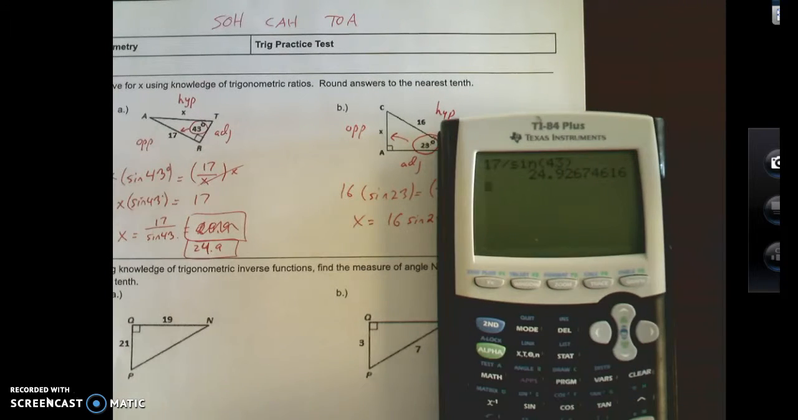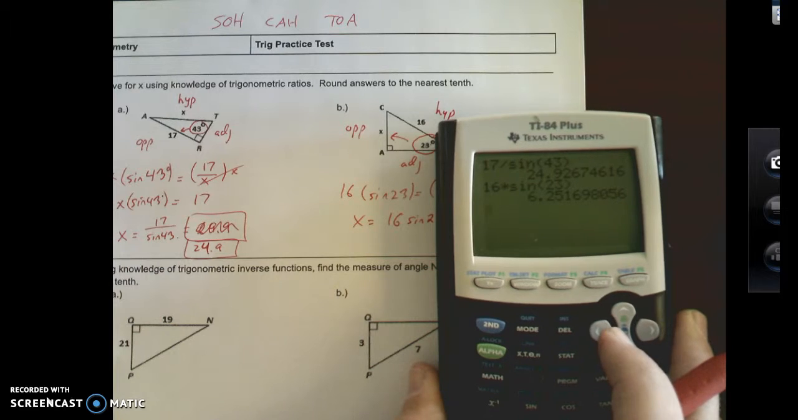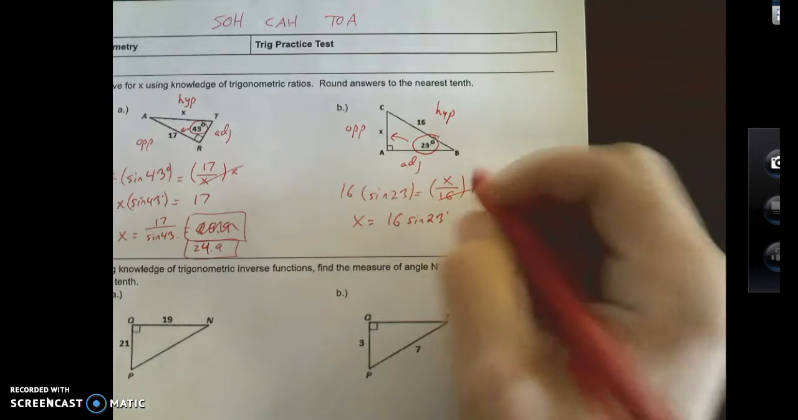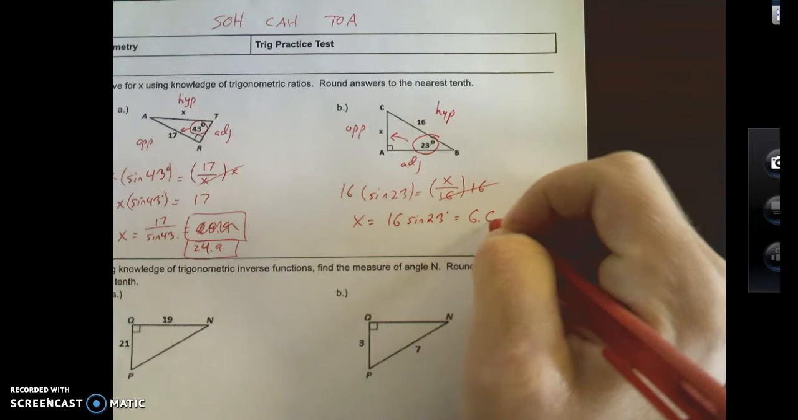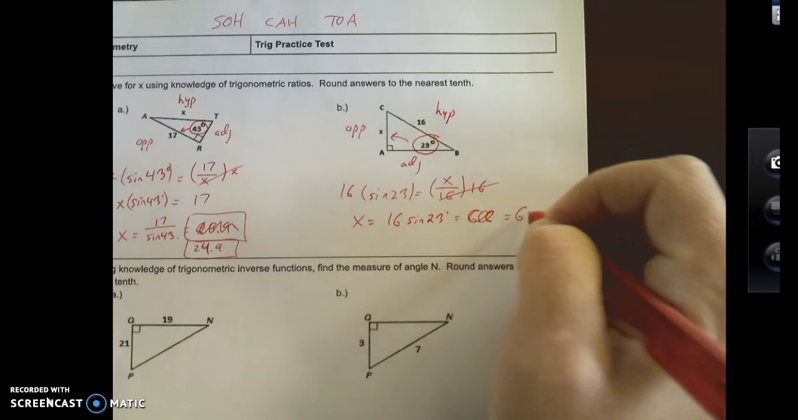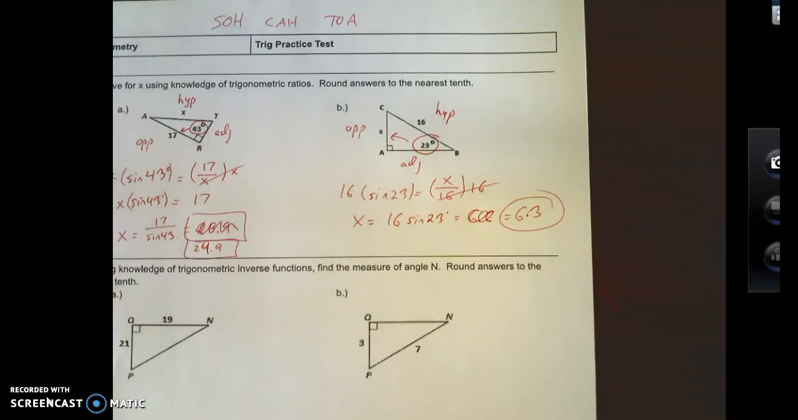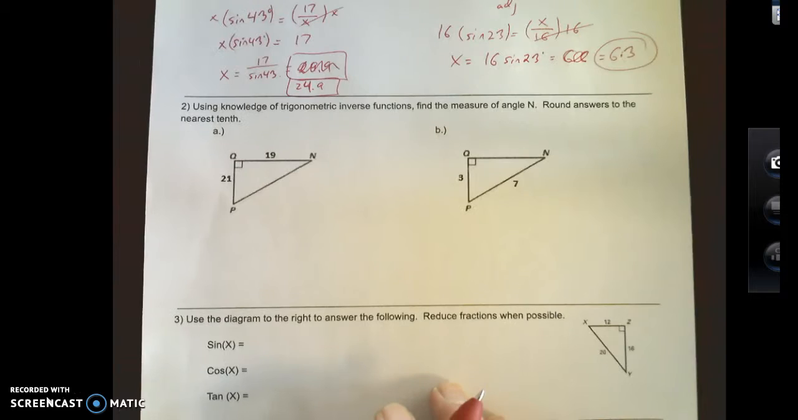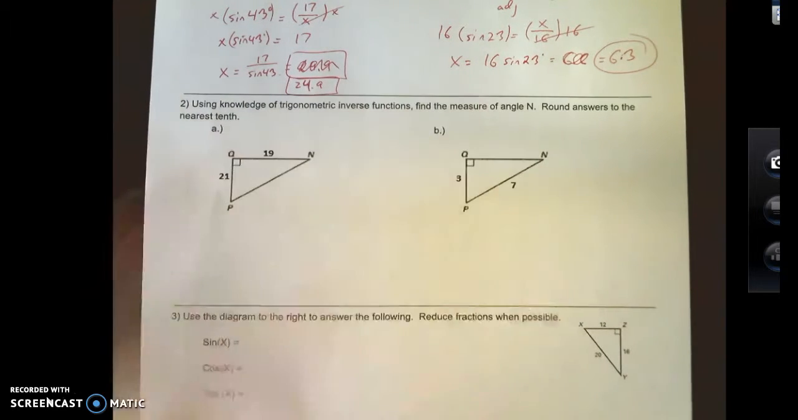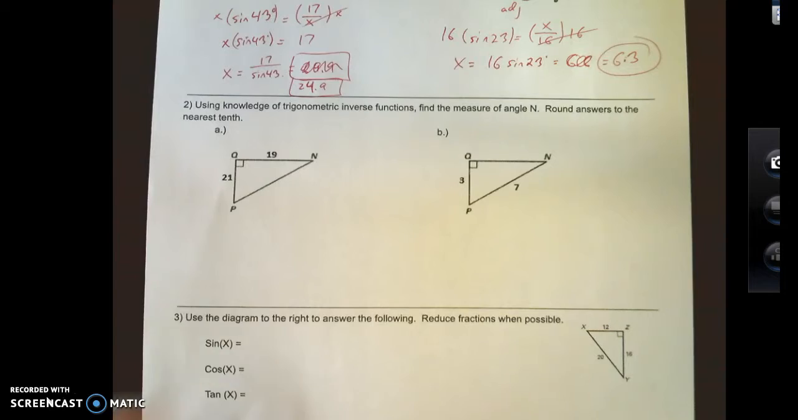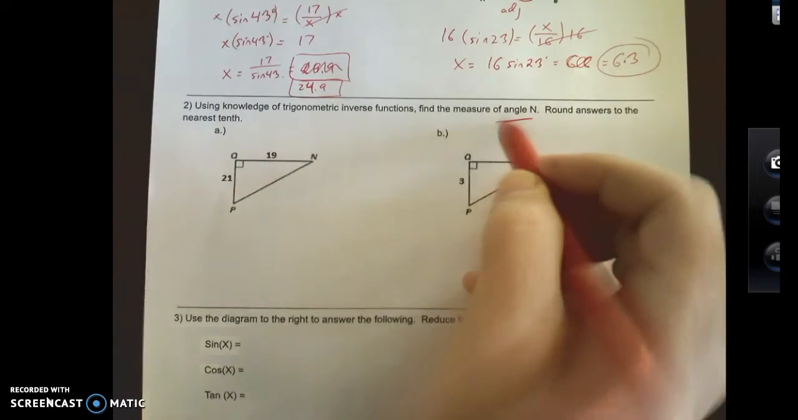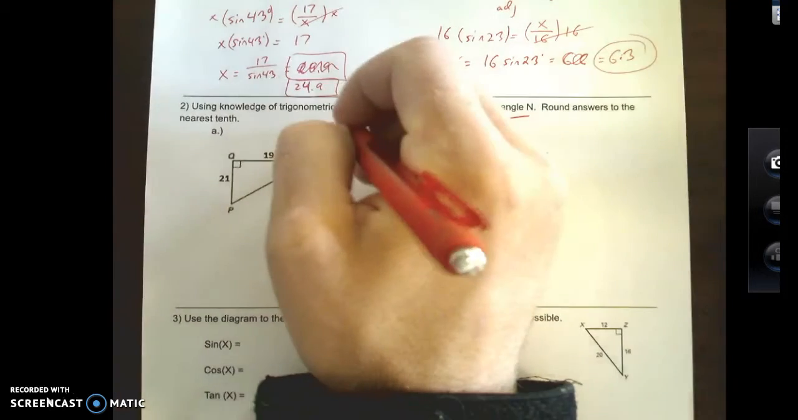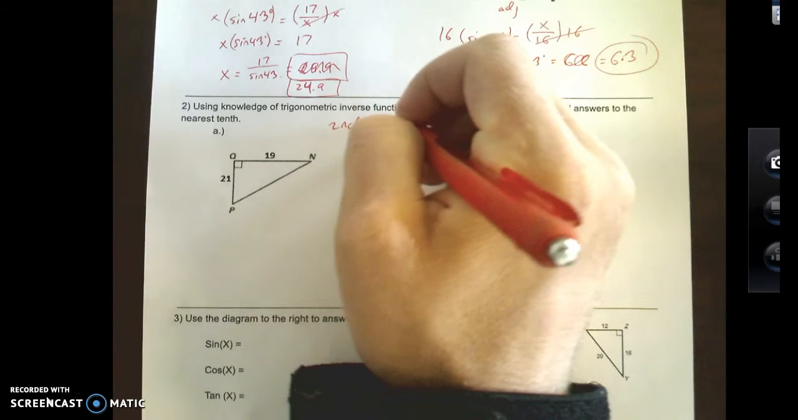Pardon me. 16 times sine 23. 6.6. No, 6.3, man. Have a sleep, guys. My apologies. Okay, look at the 5 there. My bad. Okay, good. Now, for both those problems, we are solving for side lengths. If you take a look at number 2, we are finding an angle. This is when we use second and then the trig button on the calculator.